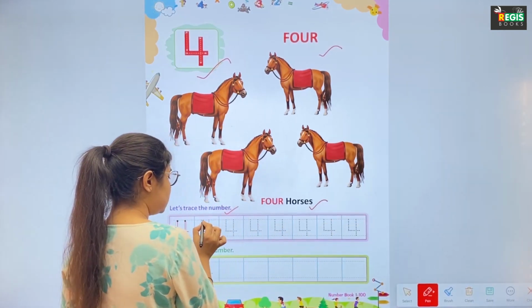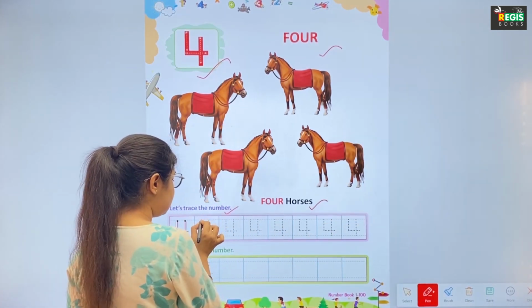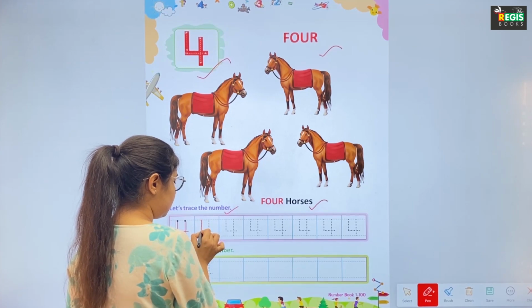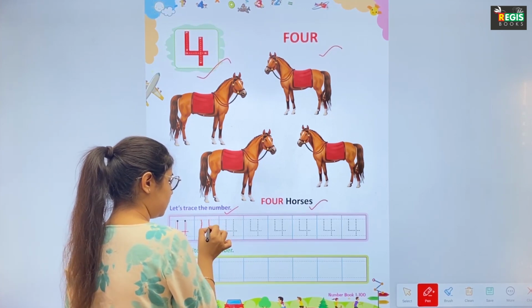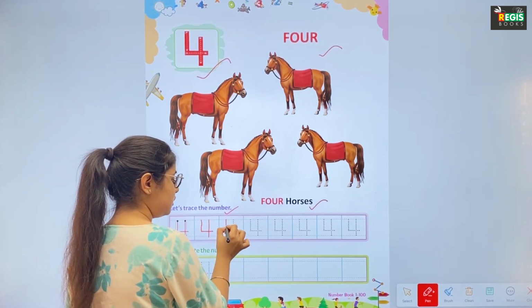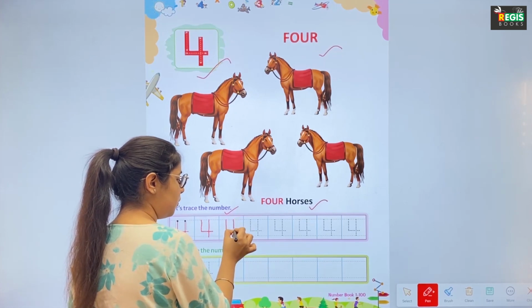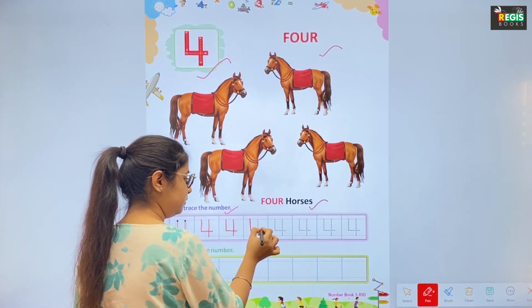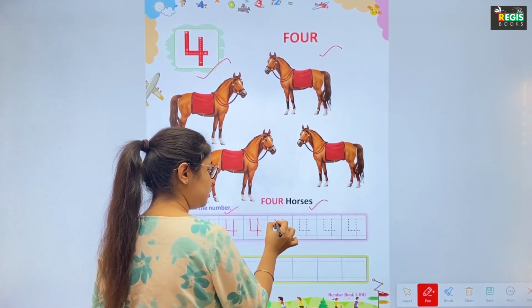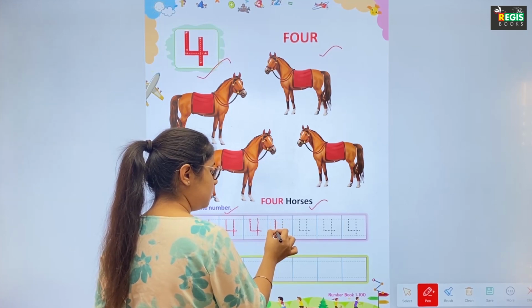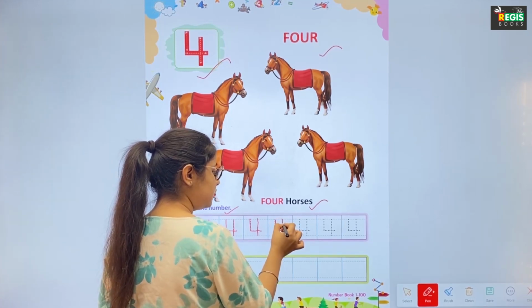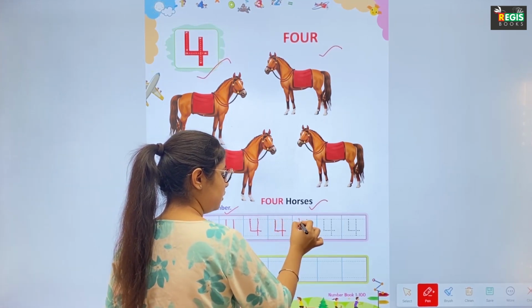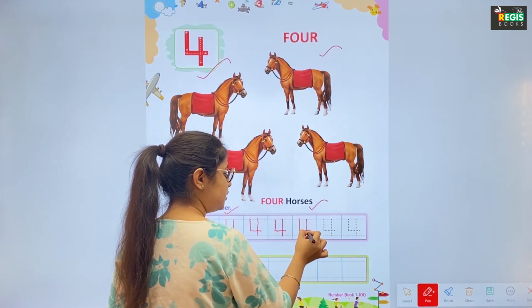So put your pencil on the black dot and start tracing the number with me like this. This is how we write number 4. Again put your pencil on the black dot, draw these dots, join these dots like me. This is how we write number 4.